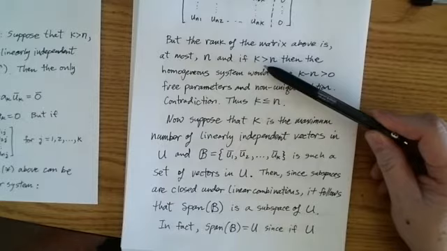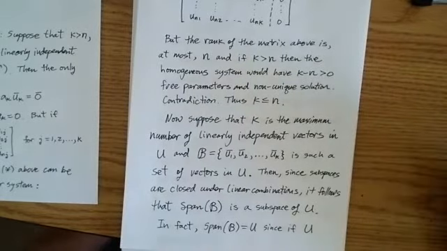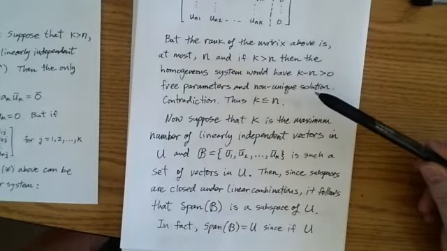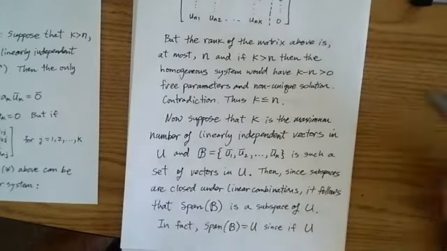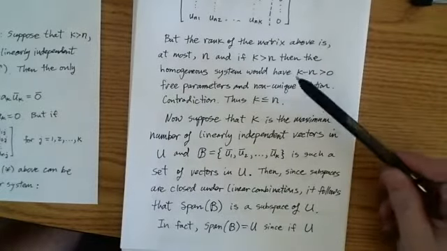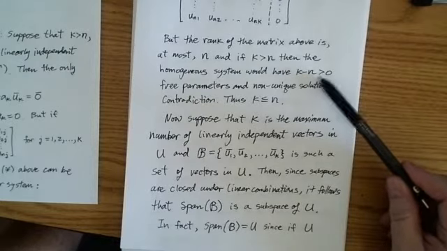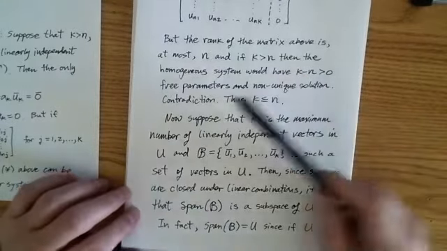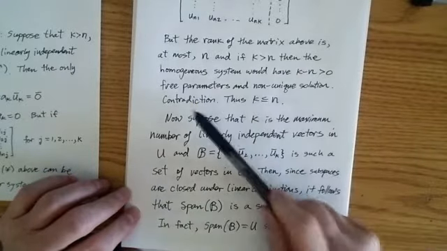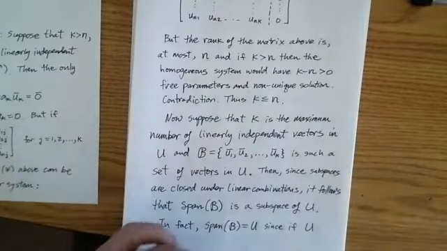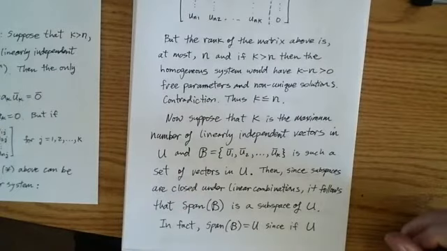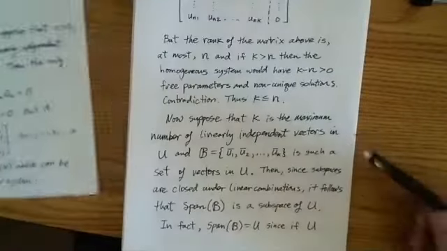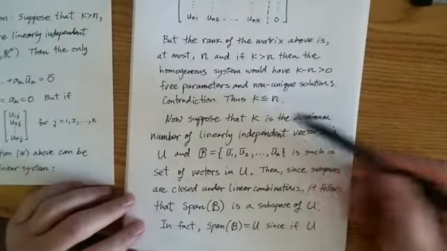And if k is greater than n, then this homogeneous system, which would have to be consistent, right? Remember, homogeneous systems always have zeros over here. They're always consistent. You never get a contradiction there. But it would have k minus n, which is greater than zero if k is greater than n, free parameters, and then you would have a non-unique solution, or in fact, infinitely many solutions. That would be a contradiction, right? Because the vectors were supposed to be linearly independent. So k is going to have to be less than or equal to n.